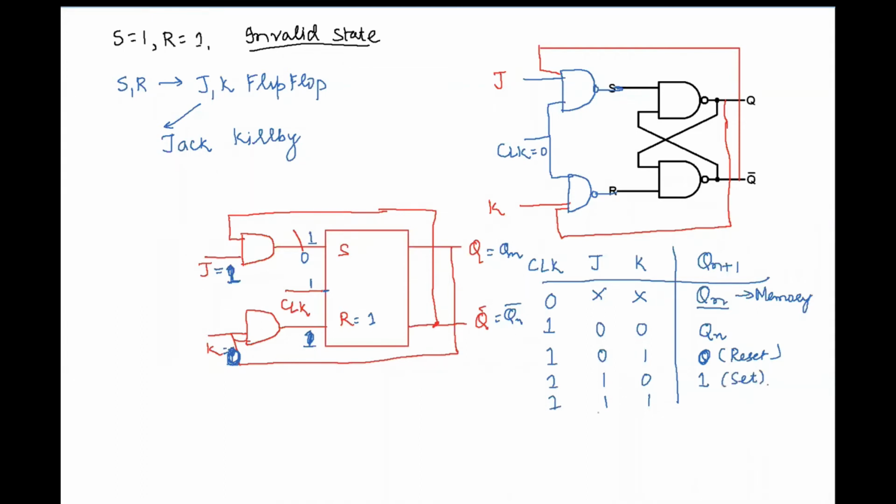Now this is the most important stage, when both are 1. What happens in the previous state? Your system gives you an invalid state. But here we have moved towards JK because we do not want that invalid state. So in the previous state, what are your outputs? Your output in the previous state is this equal to 1 and this equal to 0.